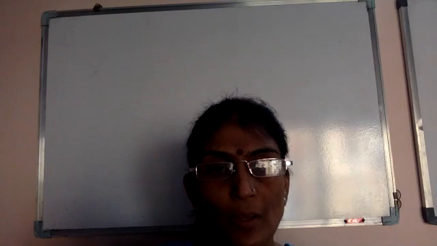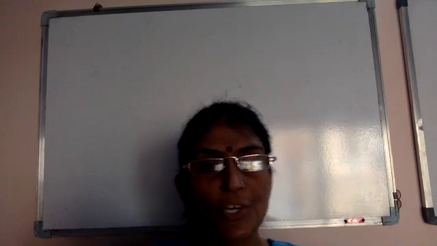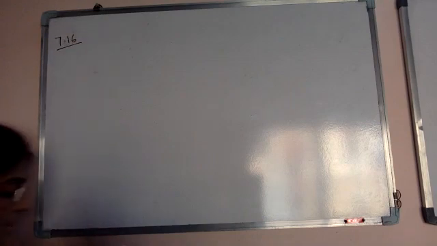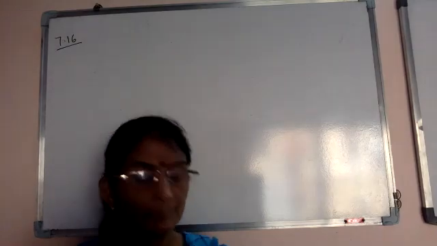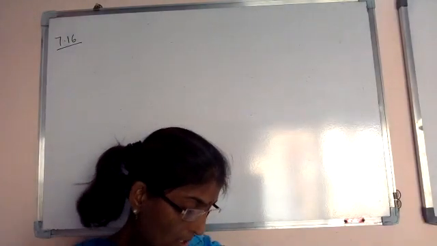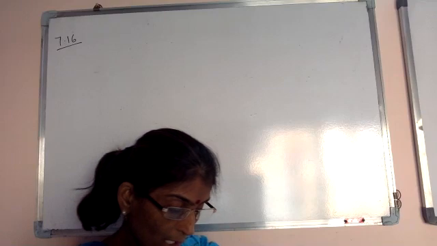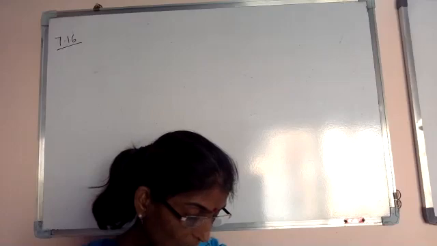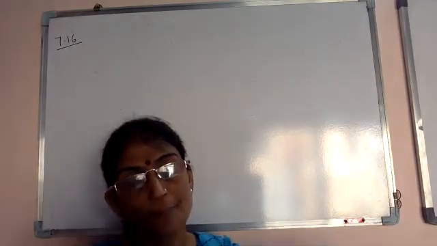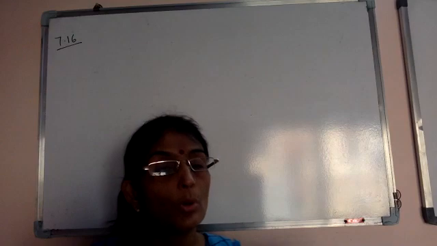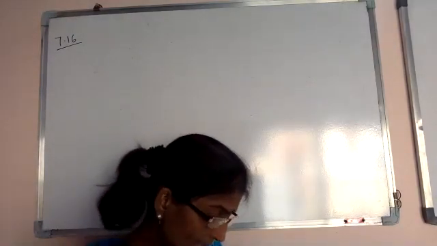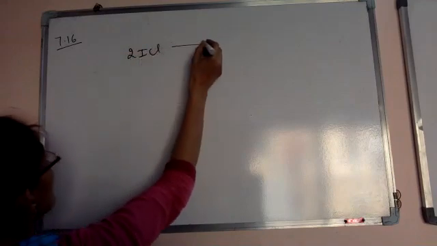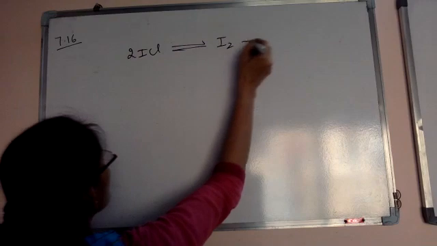7.16. Question number 7.16. It is an exercise question. What is the equilibrium concentration of each of the substances in equilibrium when the initial concentration of ICl was 0.78? The equation is given to us: 2ICl gives I2 plus Cl2.